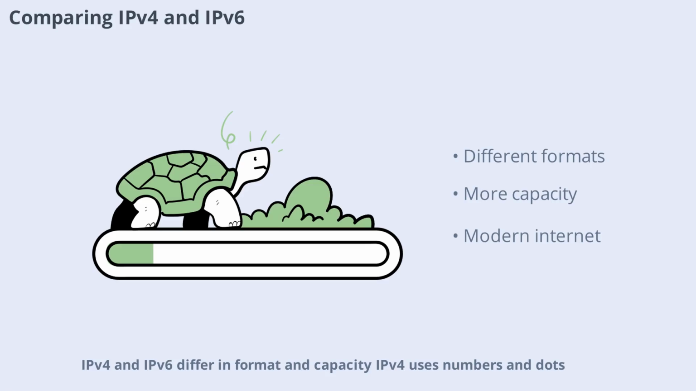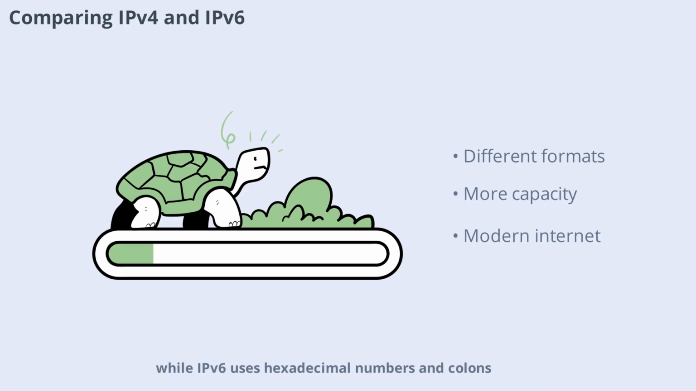IPv4 and IPv6 differ in format and capacity. IPv4 uses numbers and dots, while IPv6 uses hexadecimal numbers and colons. The main advantage of IPv6 is its ability to provide more addresses, making it ideal for the modern internet where billions of devices need unique identifiers.